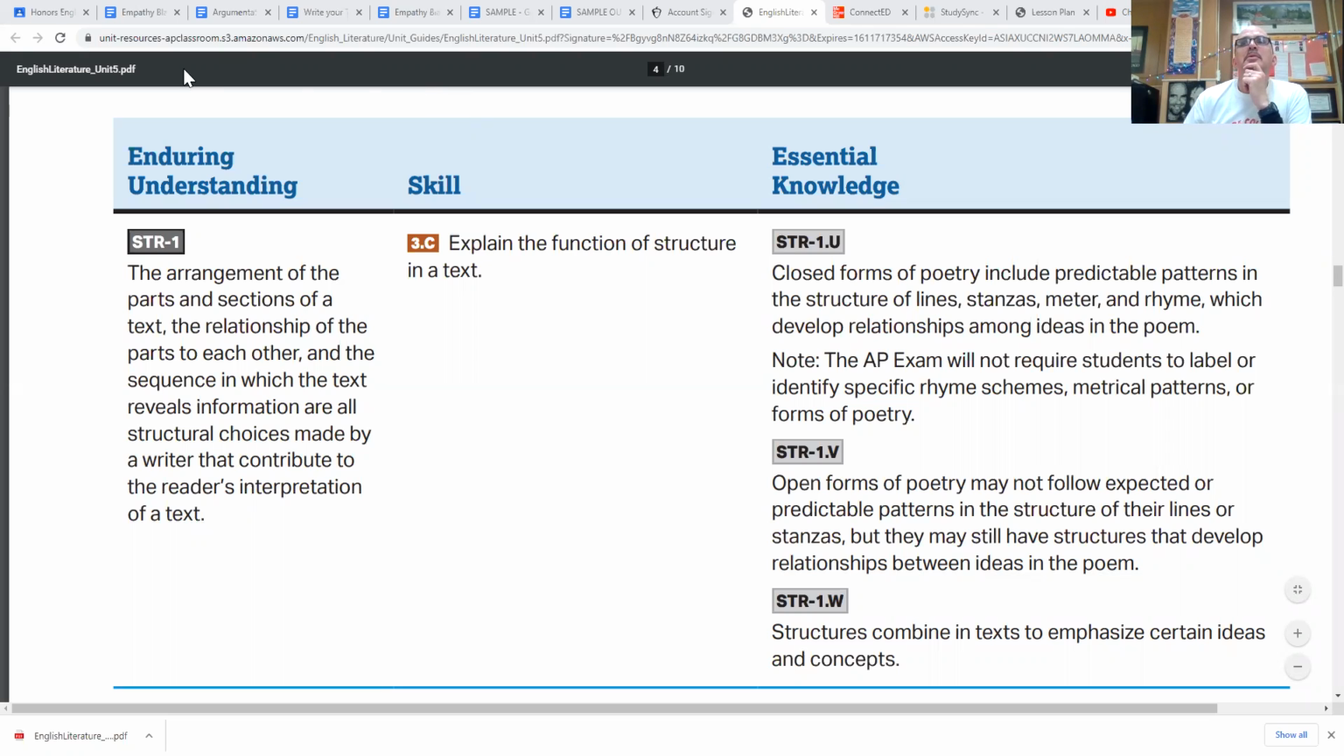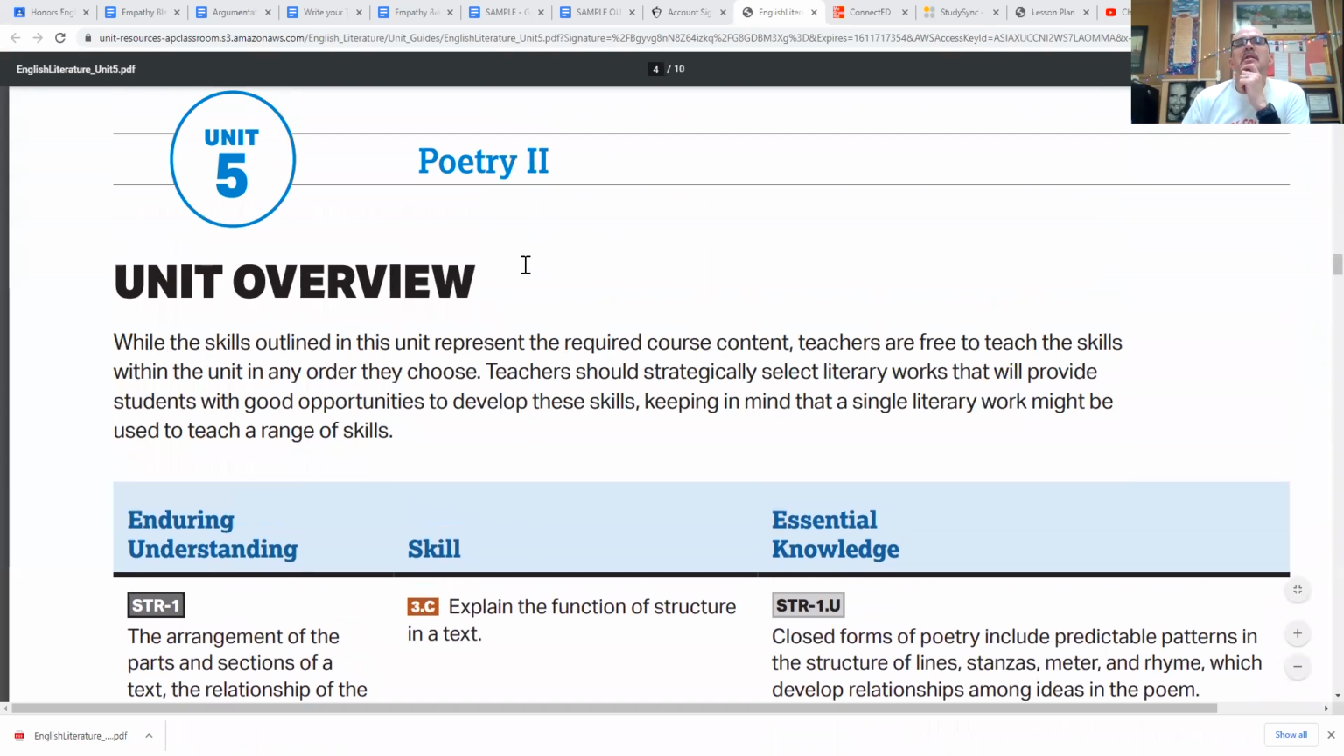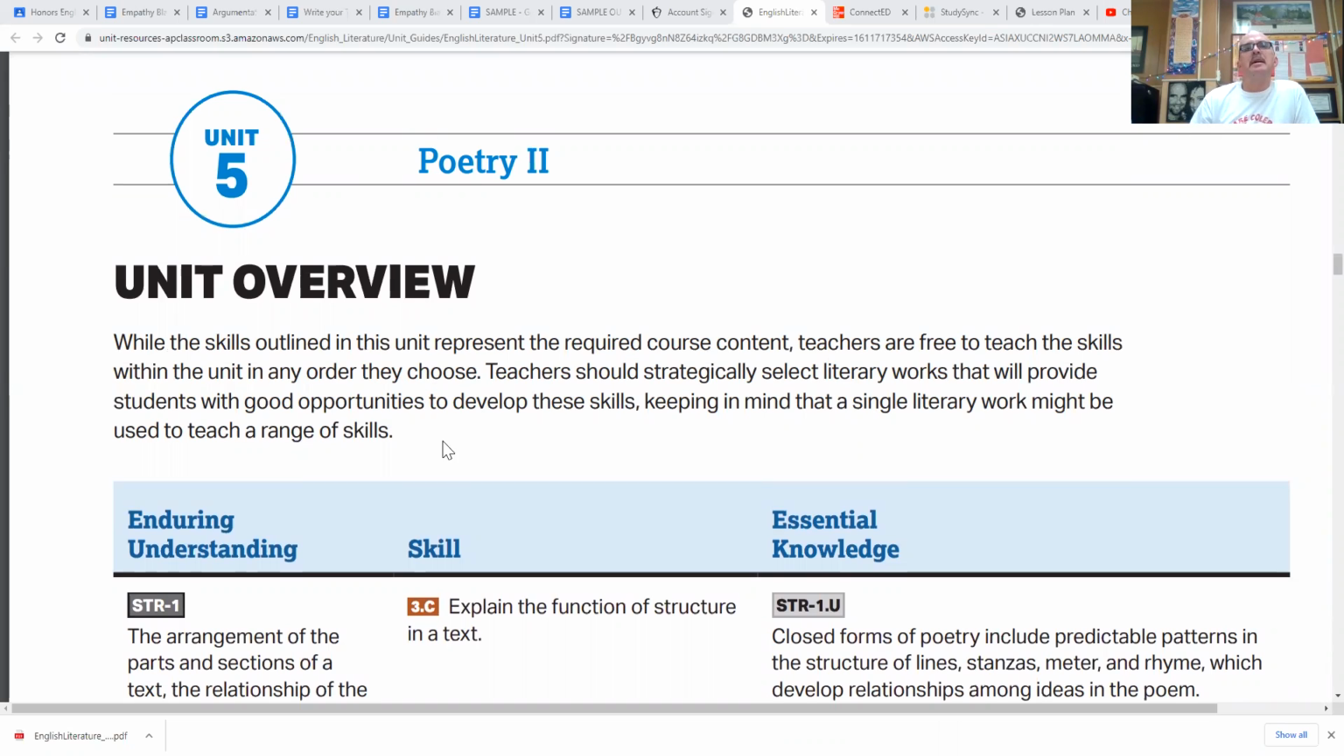And I'd like to talk through, since we're not live today, Unit 5 Poetry 2, which we start today. And this is the overview document that I've also posted for you to look at and reference when we do reader's logs and things like that.